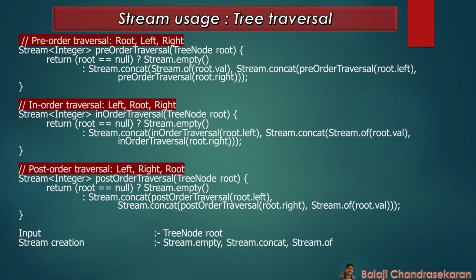Otherwise, it constructs the stream of node values by concatenating streams generated from the recursive traversal of the left and right subtrees with the stream containing the current node's value. Each traversal method returns a stream of integers representing the values of the nodes in the specified traversal order. You can then perform various stream operations on the stream, such as printing the values or collecting them into a list. The same approach can be applied to solve problems like Towers of Hanoi using Java streams.